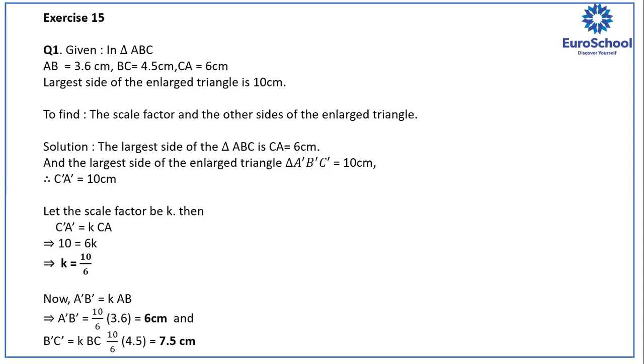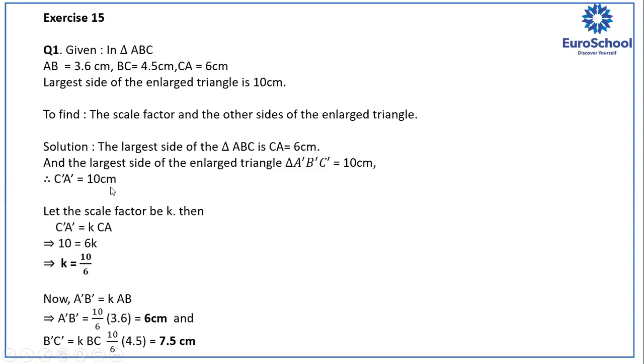Okay, so how we have done it: the largest side of the triangle is 6 centimeter and the largest side of the enlarged triangle A dash, B dash, C dash is 10 centimeter. They have not told us which side is the largest in the enlarged triangle, they have not given the names, but we have to assume it, because we know that in my triangle the largest side is CA. So in the enlarged triangle, the largest side is C dash, A dash. Okay, understood?